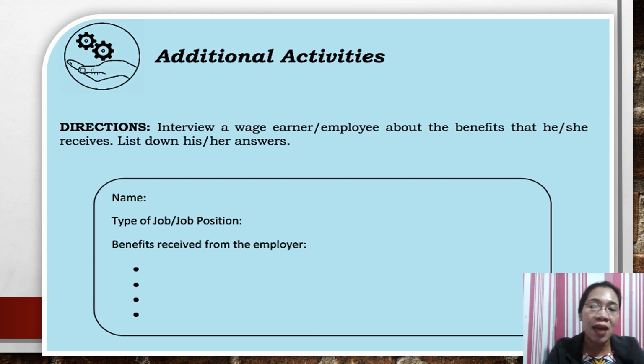So, example, here, yung interview sheet ninyo. Name, type of job or job position. Then, benefits received from the employer. Pag nagtatanong kayo, guys, ganito ang gagawin nyo. Magdadala kayo ng list natin ng mga benefits. Itanong mo, sir, ma'am, meron ba kayong benefits na ganito? Sinabi nilang meron, okay, check mo. Pag sinabi, wala, edi wala yun. Mabilis lang yung pag-interview, ganun lang.